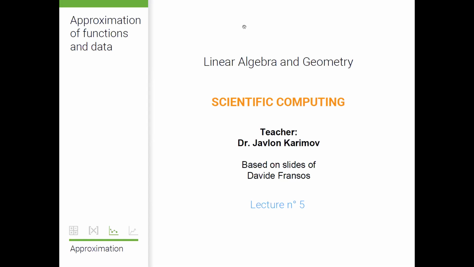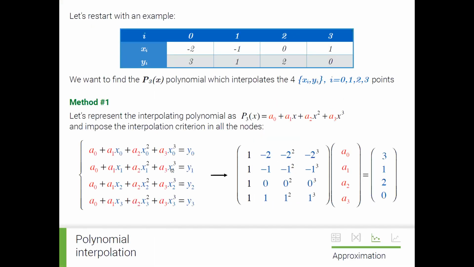Okay, let's start our today's lecture and continue our lectures. Now let's consider this first example. Let's begin with this example. So here we have interpolation, the 4 points. You can see we need to find polynomial P3 of x, and we have nodes xi, in this case i from 0 till 3: x0, x1, x2, and x3, and the corresponding yi's we have. So now let's find the polynomial.